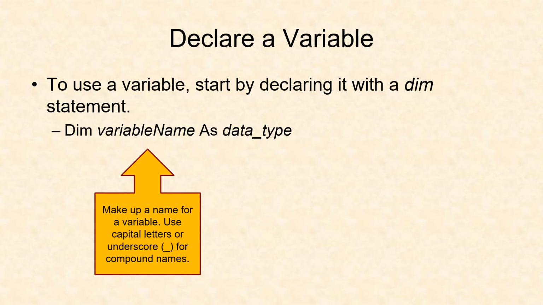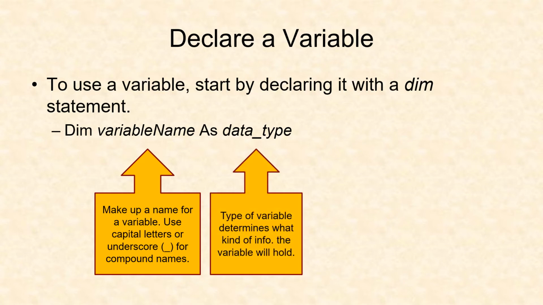So if you're going to create some compound names, then the two main conventions are, if you move into the second word, just capitalize the second word, or you can use an underscore character. After you create the name, we're going to say As, and then we're going to put the type of data that it's going to hold. So will it be text, will it be some form of number, or will it be something else? So Dim, the name of the variable, and you make that up, As, and then we put the data type.